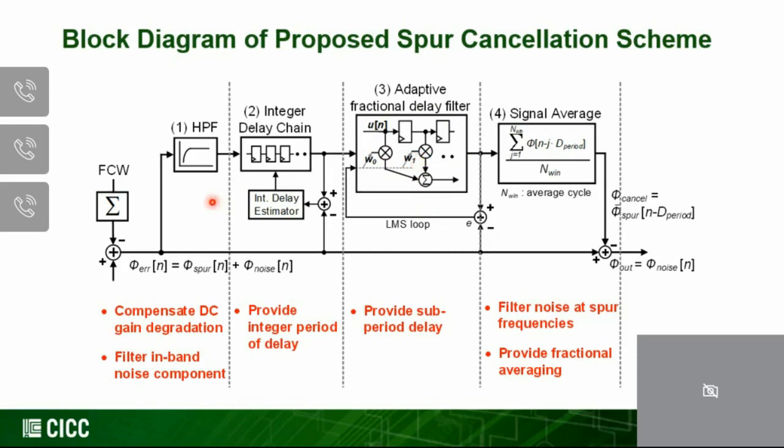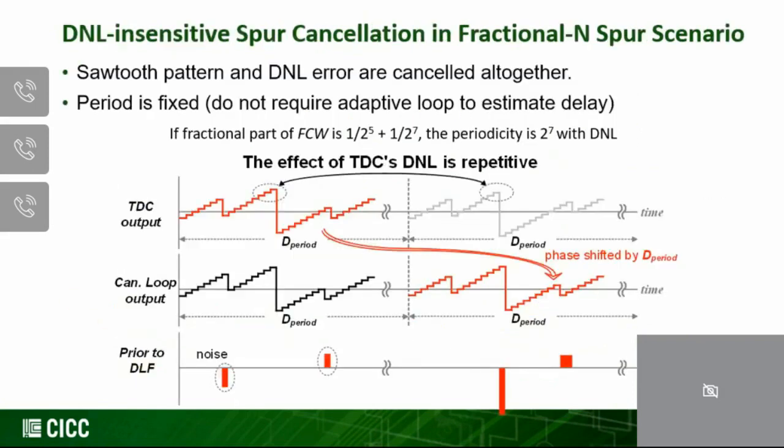Okay, so that being said, this is the final solution to generate this multi-tone spur cancellation in a feedforward path. You can see that the output of the TDC, after subtracting this accumulated frequency offset, goes through this DC blocker, then to this integer delay chain, followed by a potential fractional delay filter, and then you do the averaging, and you subtract it out. So that will solve the various problems that I showed you earlier.